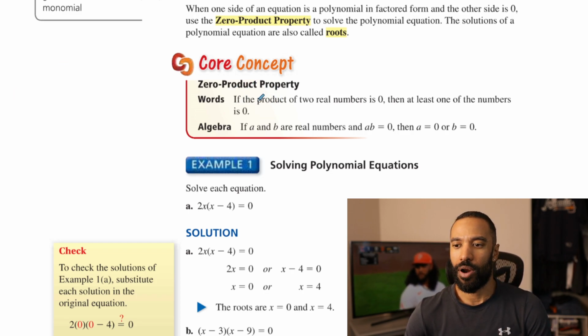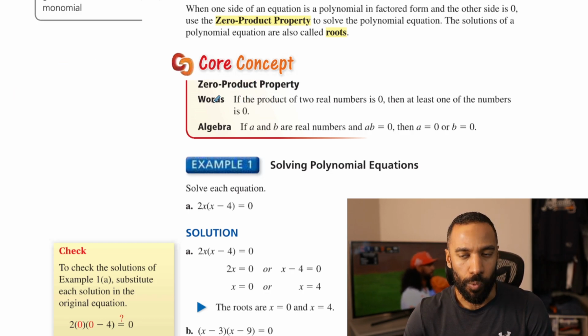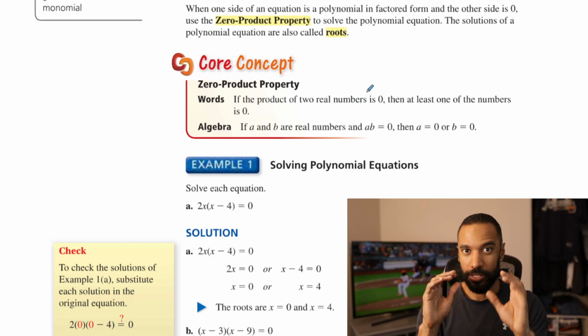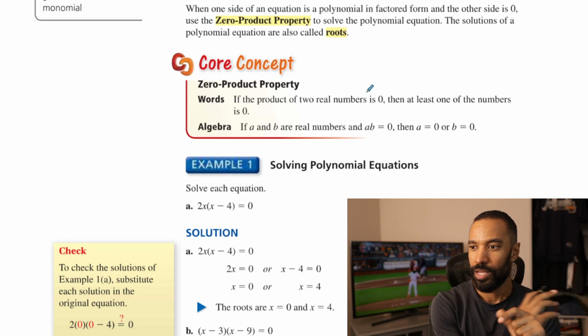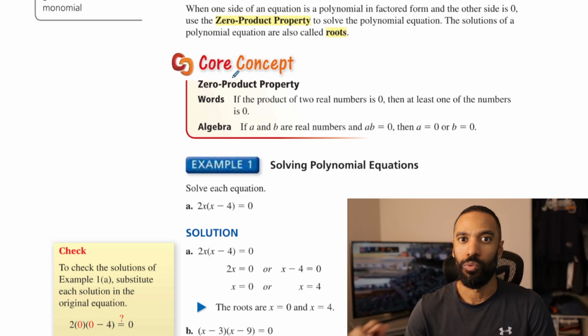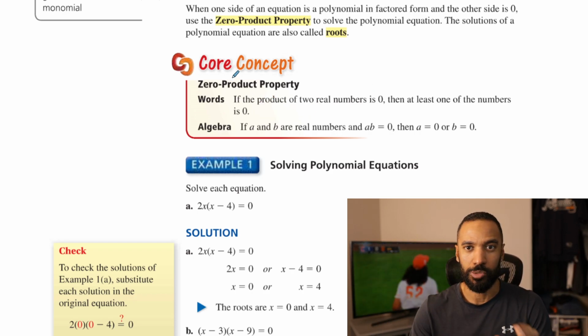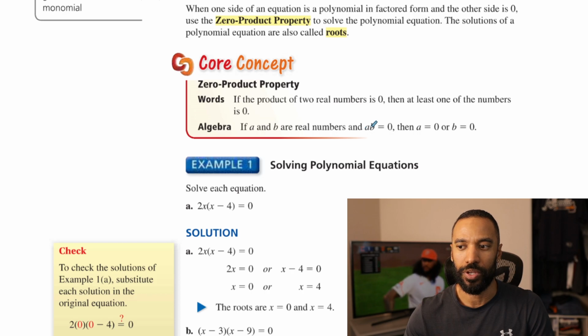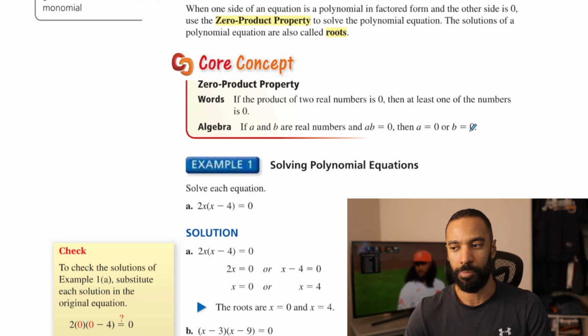So zero product property, it says this in words, in plain English. If the product of two real numbers is 0, if you multiply two things and the result is 0, then at least one of the numbers is 0. One of them has to be 0. I'll explain more of that core as to why, because it looks like they go straight into examples. Their better way of putting it is if a and b, being those real numbers, if a times b equals 0, then either a equals 0 or b equals 0.